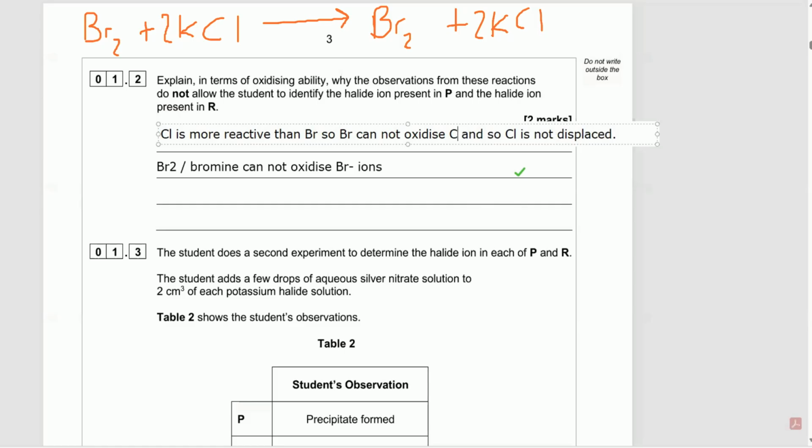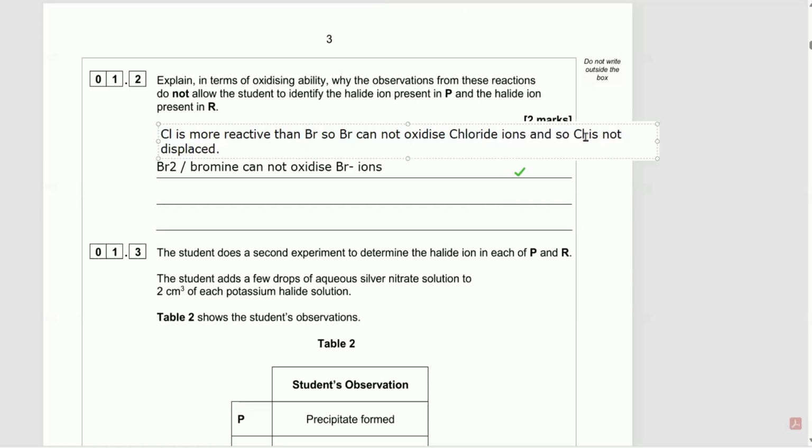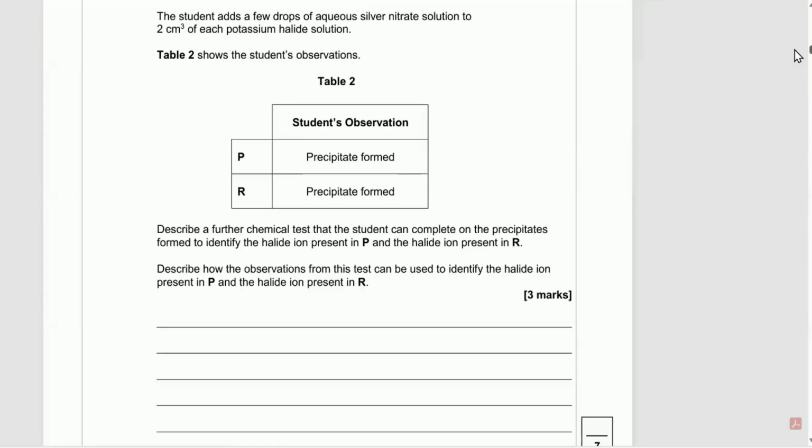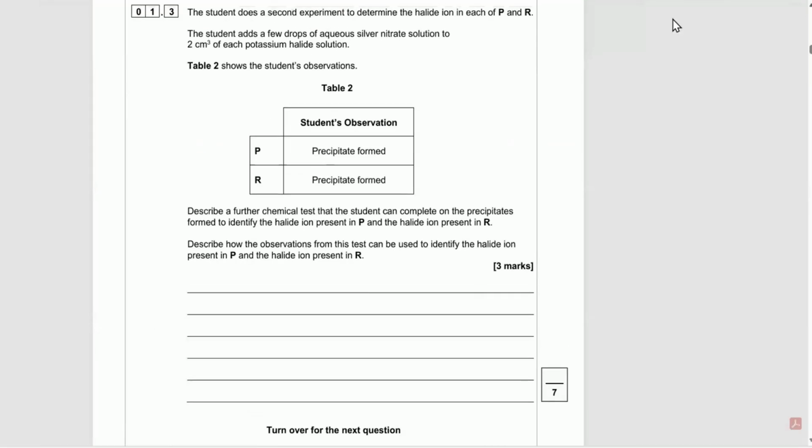So you can see from this equation above in orange that the bromine added to potassium chloride, there's no reaction. You're left with bromine and potassium chloride. And if you added bromine to potassium bromide, there'd be no reaction. You'd still end up with potassium bromide and bromine, so you'd still have an orange colour. Right, let's move on to the next question.